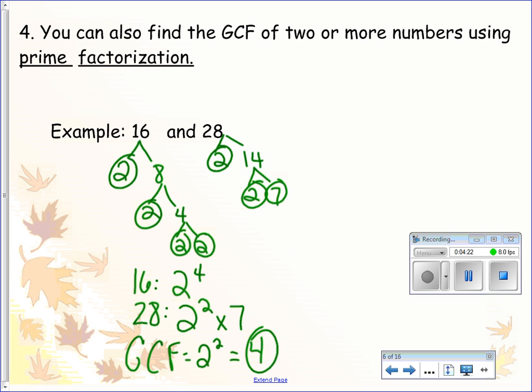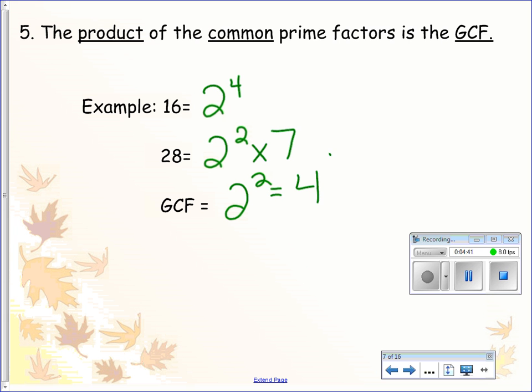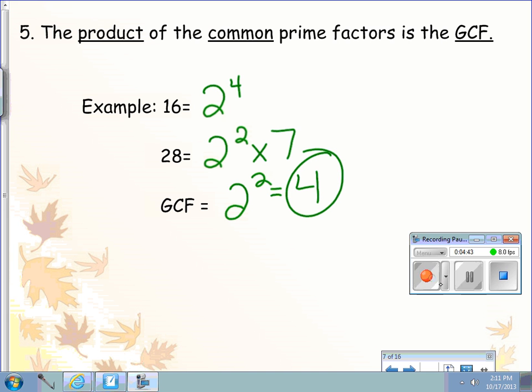You'll notice on the next slide, the prime factorization of 16 is 2 to the 4th. The prime factorization for 28 is 2 to the 2nd times 7. We get the greatest common factor, which is 2 to the 2nd, which is equal to 4. So the question was asked, why can't we put 2 to the 4th? Well, they each have at least two 2's in them. That's why we chose 2 to the 2nd power.